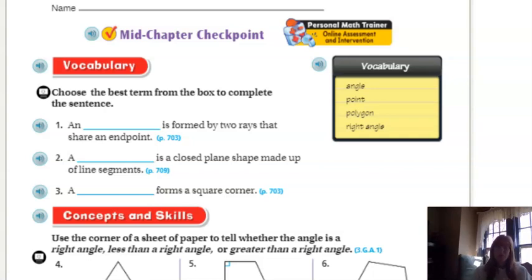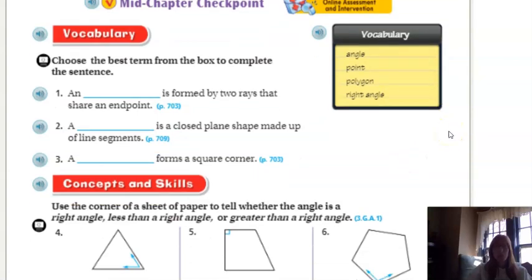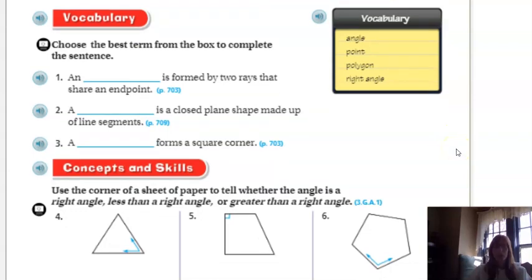Our vocabulary words are over here on the right-hand side: angle, point, polygon, and right angle. We're just going to go through this quickly since it's a review. It says choose the best term for the box to complete the sentence. So we're going to read the sentences and then choose the correct vocabulary word. An blank is formed by two rays that share an endpoint.